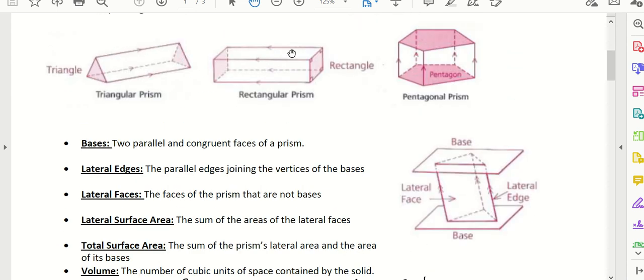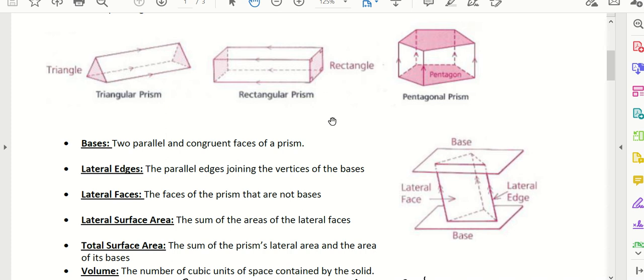So let's see here. This pentagonal prism, it would be the perpendicular segment from one base to the other. Sometimes you have a prism like what this one appears to be that is slanted a bit. So this lateral edge would be what we call the slant height. So what we want is the perpendicular segment from one base to the other.